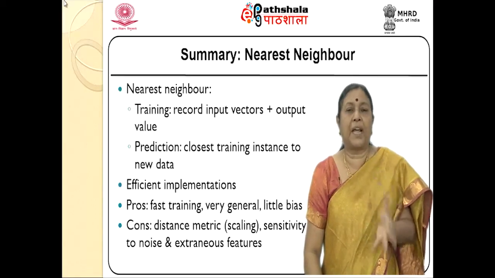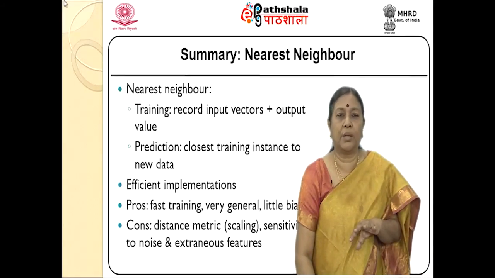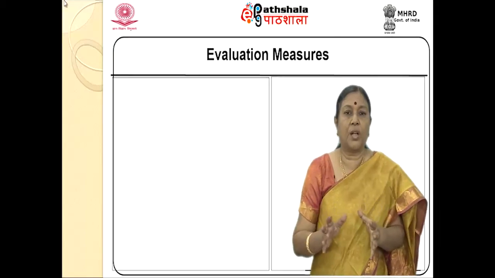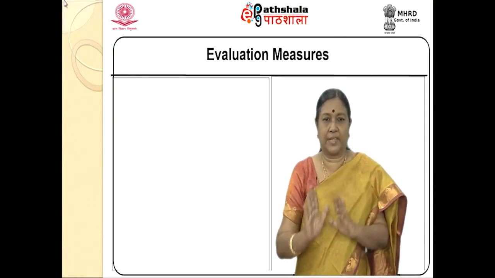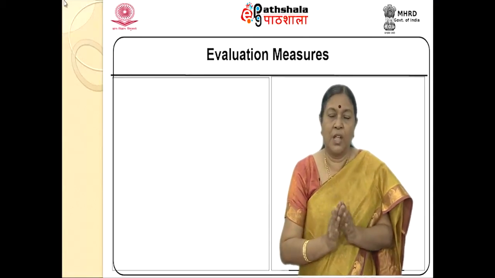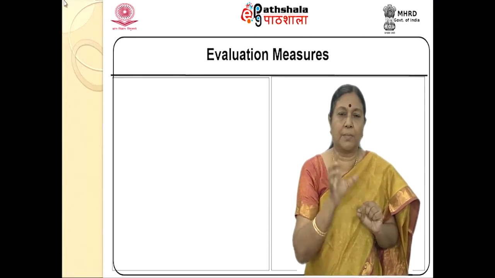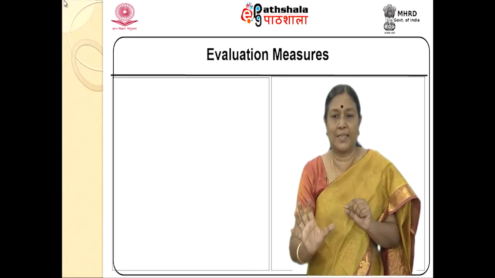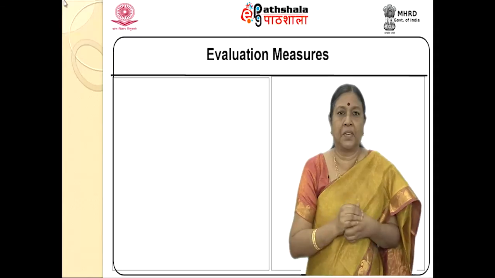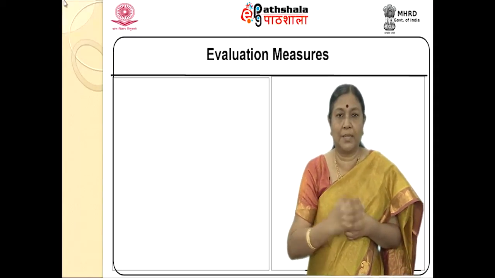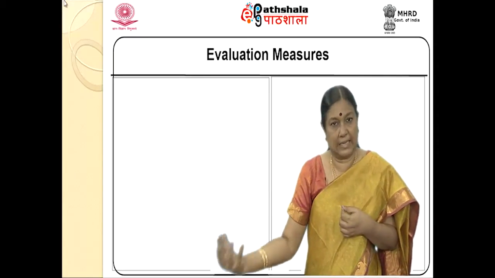The next part of this module will talk about evaluation. We are going to talk about evaluation measures. What are the evaluation measures associated with classification? We are only restricting ourselves to classification. In this module, the first part is about classification and nearest neighbours. There is a particular variant of nearest neighbours called KNN, or K nearest neighbours, which we will be discussing in detail in the next module.